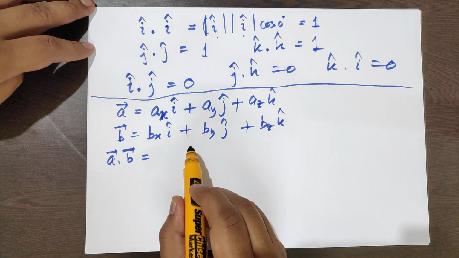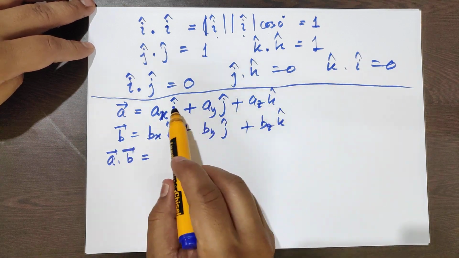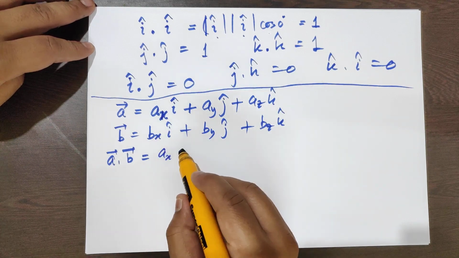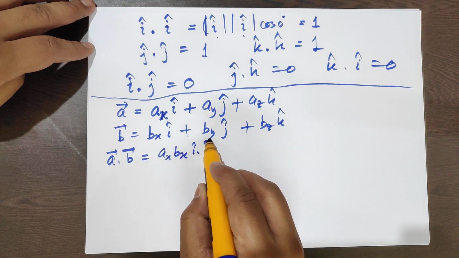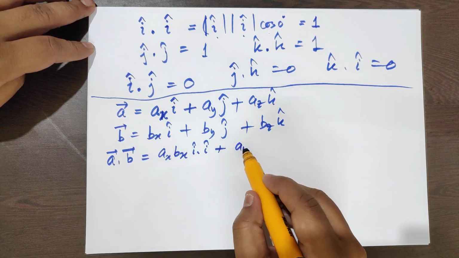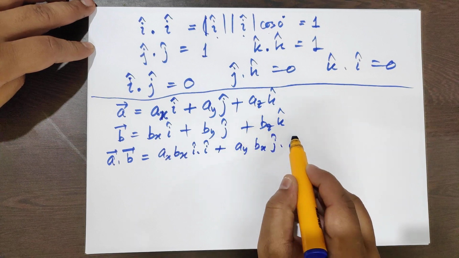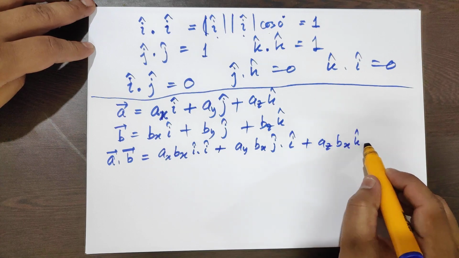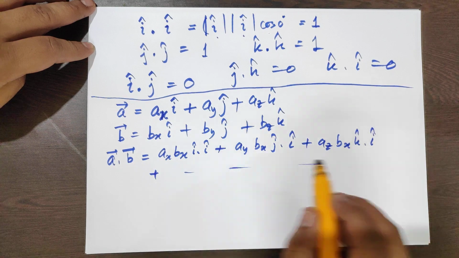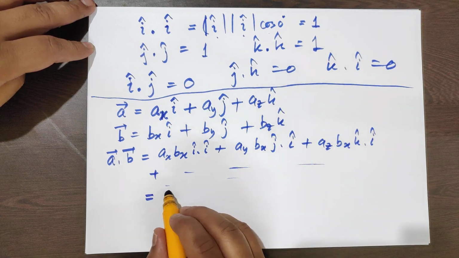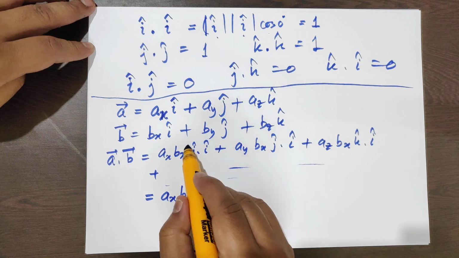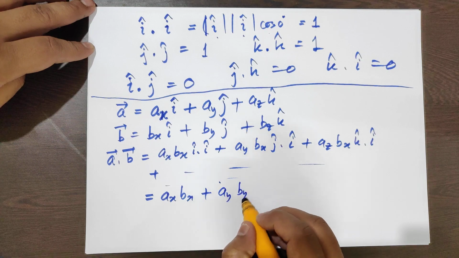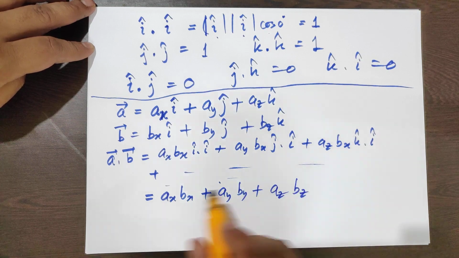So if you follow the distributive law, there will be 9 terms. See, 3 terms and 3 terms will make 9 terms. Some of the terms I will show here: ax bx i dot i, plus again multiplying this ay bx j dot i, plus az bx k dot i, and again all these terms. So ultimately you will have 3 terms. See, this part is 1, these all are 0. So ax bx plus ay by plus az bz, that is a dot b.